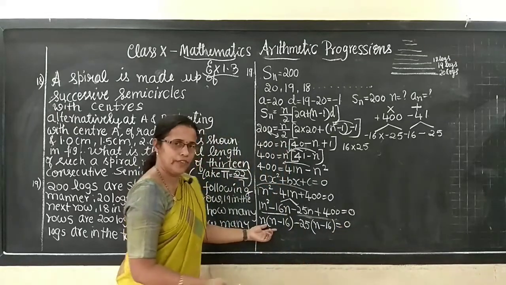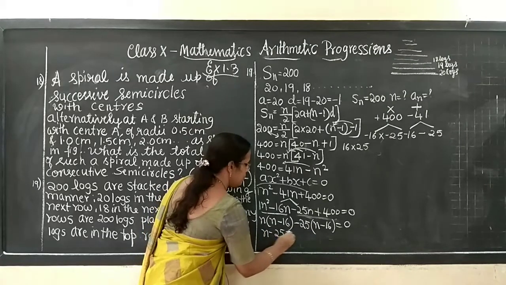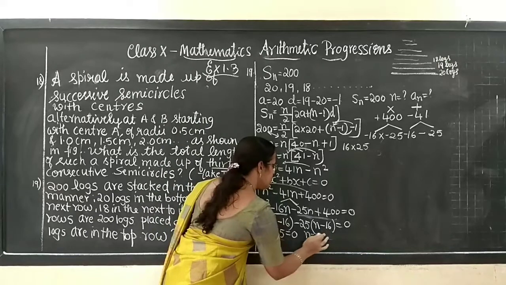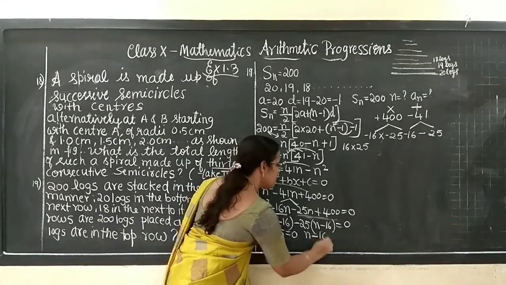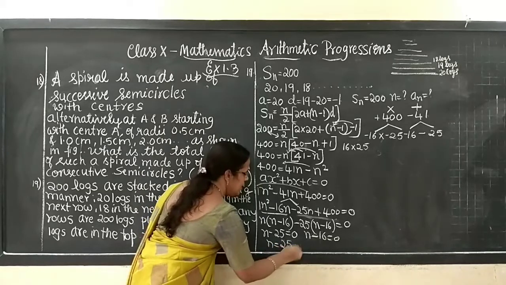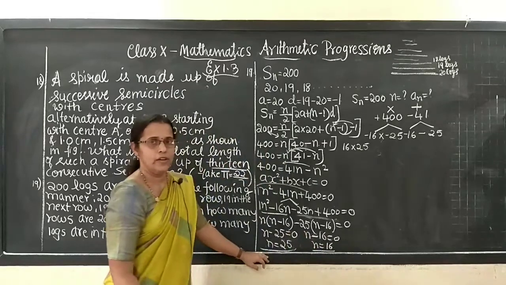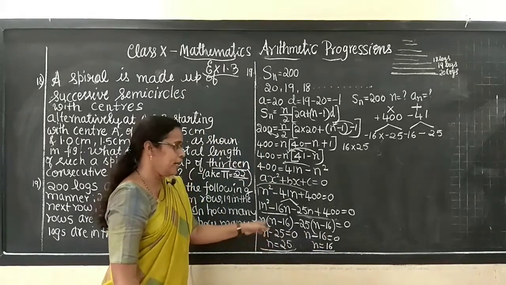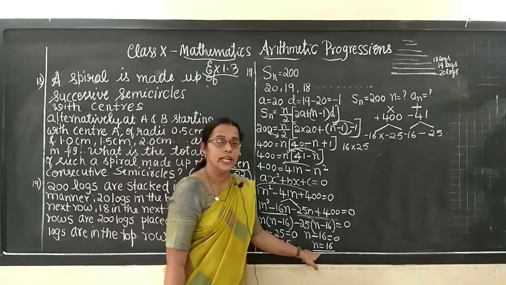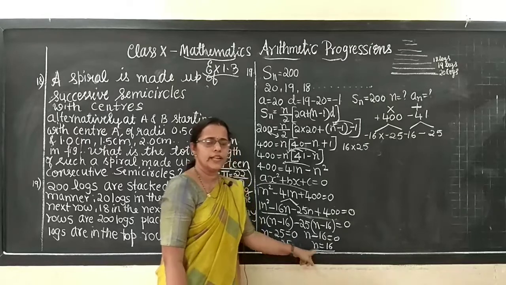So then what is the value of n? n minus 25 is equal to 0, and also n minus 16 is equal to 0. So then n is equal to 25, and here n is equal to 16. Till here the n value was negative one; positive used to come. But here both the n values are positive itself. Then which is the correct answer?